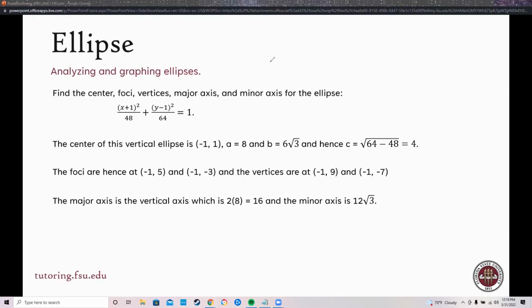So in this example we're walking through, we can find the center, foci, vertices, and major and minor axes of an ellipse if we get the standard equation given to us. So here's the equation for the ellipse given to us. The center here is at (-1, 1), and I know that because I have x plus 1 here giving me -1 and y minus 1 here giving me +1 for the center.